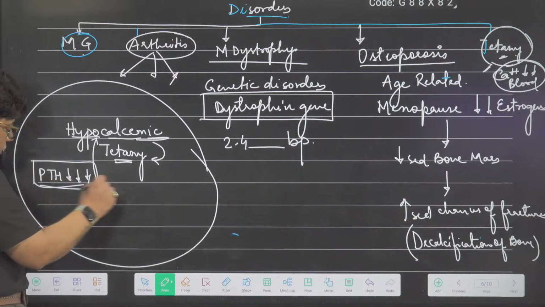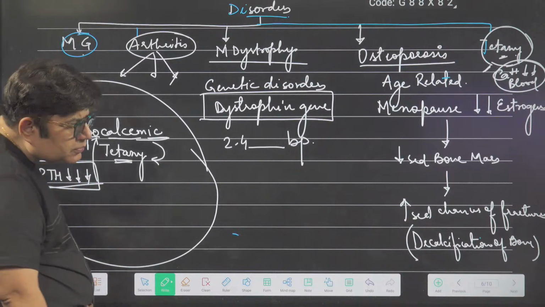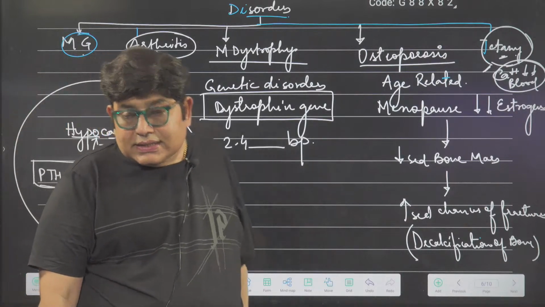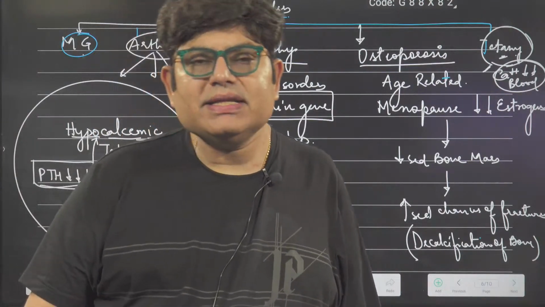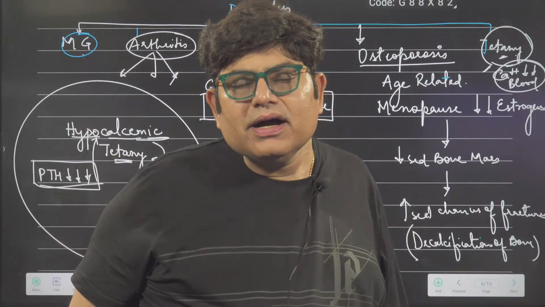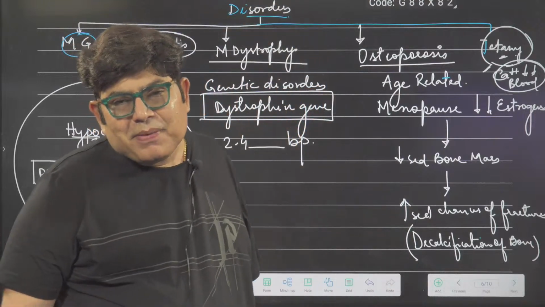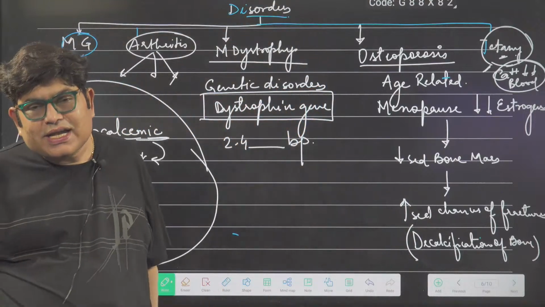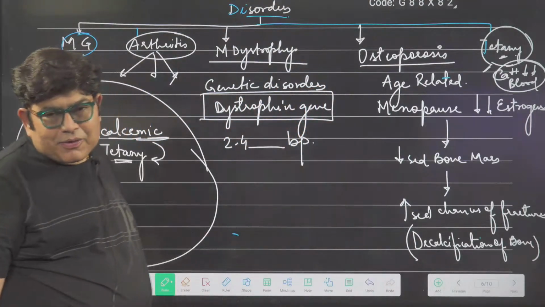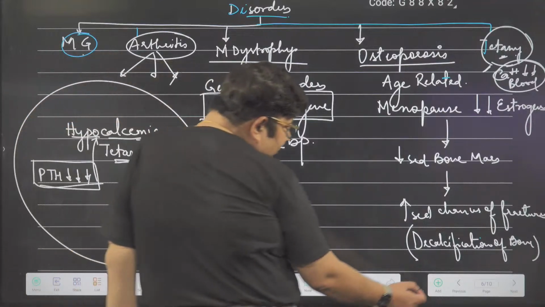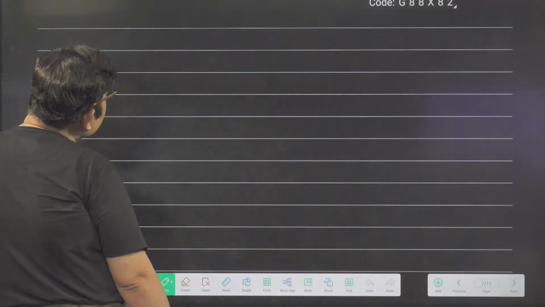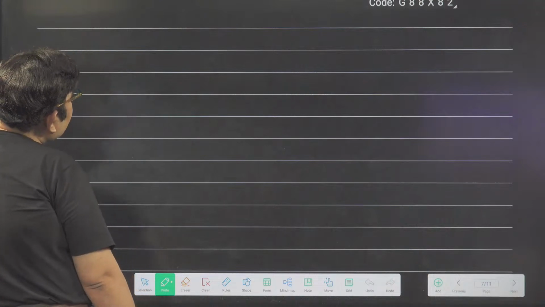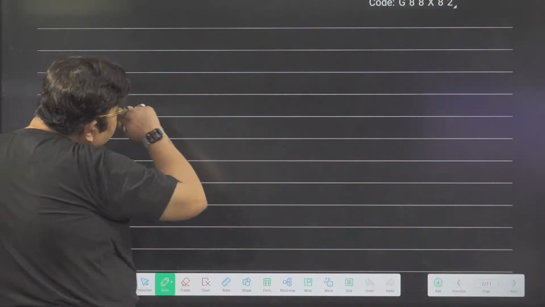Generally they don't mention parathormone, but if they say the tetany is related to parathormone, very simply you can say it is because of hypocalcemia. Parathormone tetany, electrolyte imbalance tetany, hypocalcemia. But this is clear. With this we come to the end of this chapter.